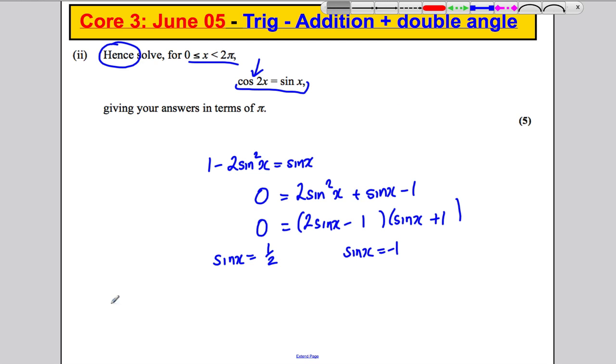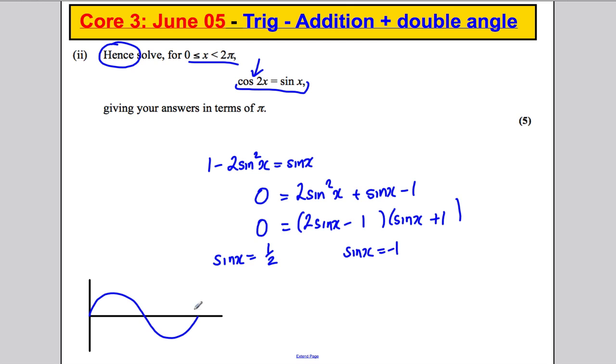We're looking for solutions between 0 and 2 pi. So where are we going to find those? Let's draw the sine graph between 0 and 2 pi. Where is sine equal to a half? Well, it's equal to a half at pi by 6, and pi, subtract pi by 6, which will be 5 pi by 6. And where is it equal to minus 1? Well, it's equal to minus 1 here, which must be 3 pi over 2. So therefore, our solutions are x is equal to pi by 6, 5 pi by 6, and 3 pi by 2. And we're done.